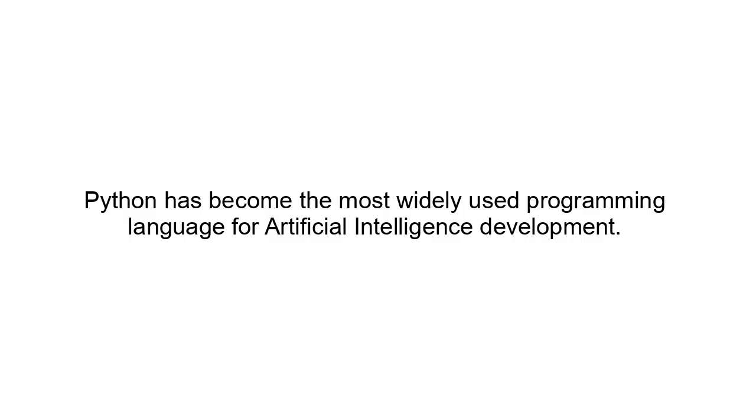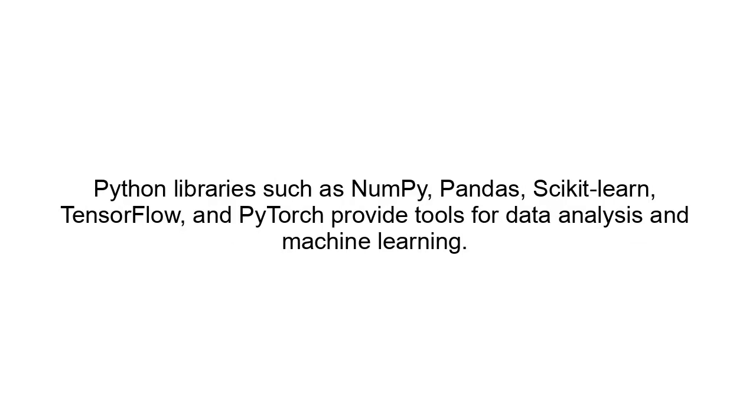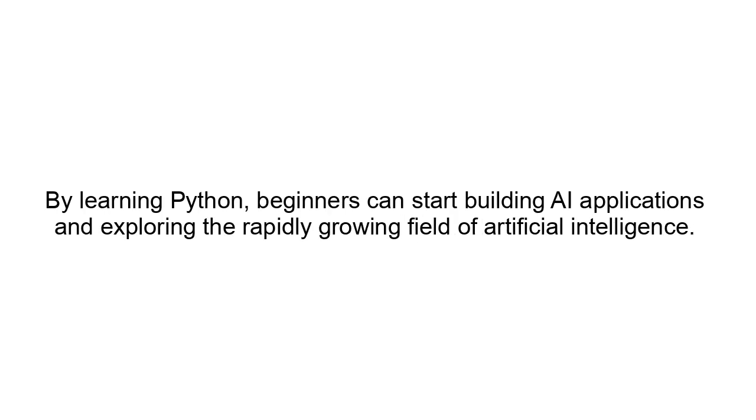Final summary. Python has become the most widely used programming language for artificial intelligence development. Its simple syntax, powerful libraries, and strong community support make it ideal for building intelligent systems. Python libraries such as NumPy, Pandas, scikit-learn, TensorFlow, and PyTorch provide tools for data analysis and machine learning. By learning Python, beginners can start building AI applications and exploring the rapidly growing field of artificial intelligence.